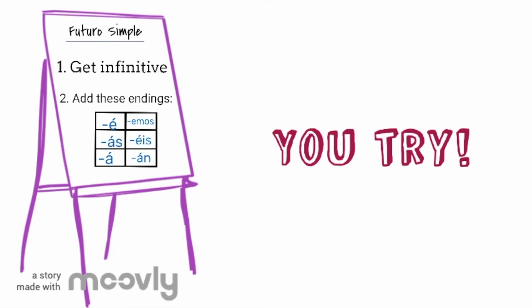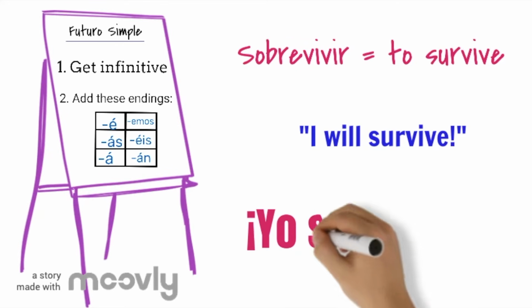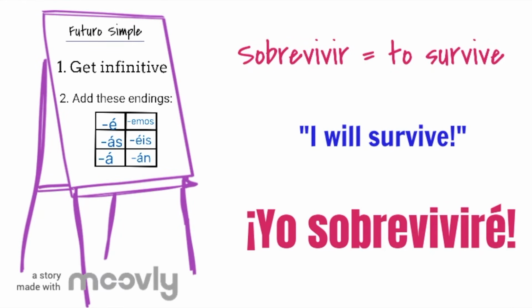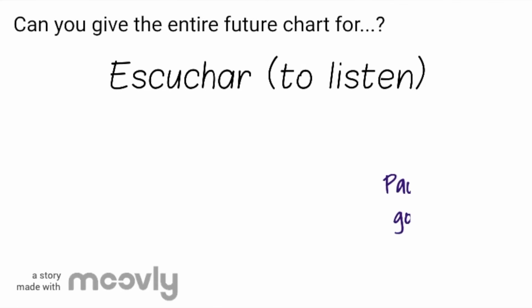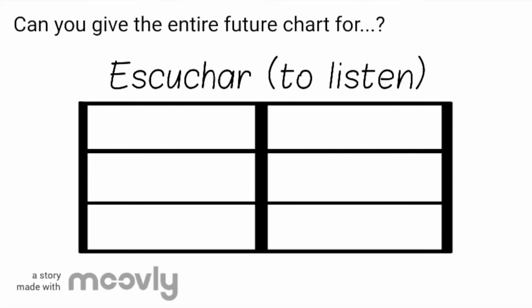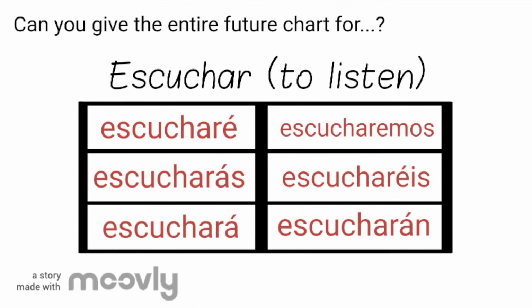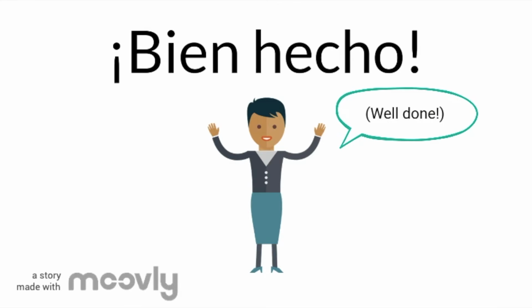Now you try one. Sobrevivir means to survive. How do you say I will survive in Spanish? That's right, yo sobreviviré. Now let's try a whole chart. Pause the video and conjugate escuchar in the future tense. Say the result out loud to practice pronunciation. Nice work! Escucharé, escucharás, escuchará, escucharemos, escucharéis, escucharán. Bien hecho! Now let's look at the exceptions to this super easy rule.